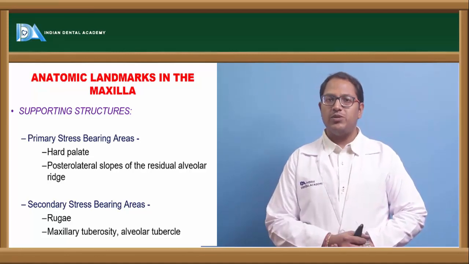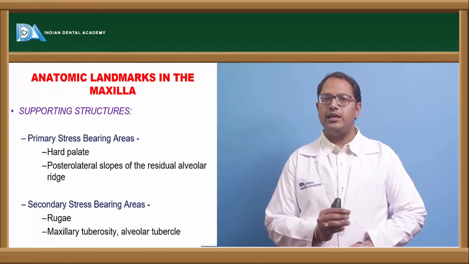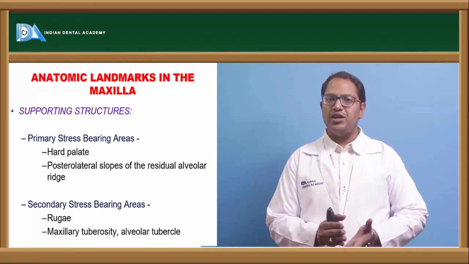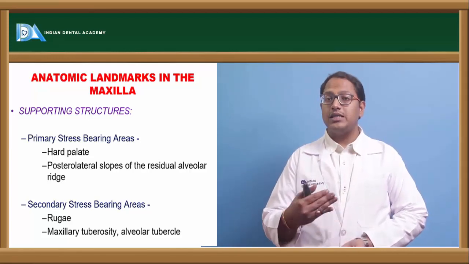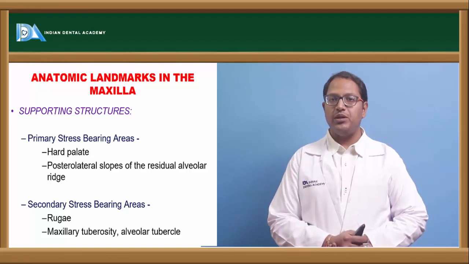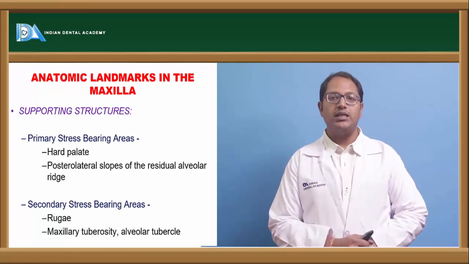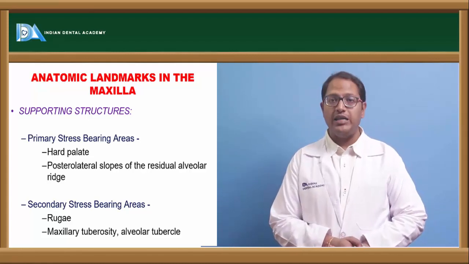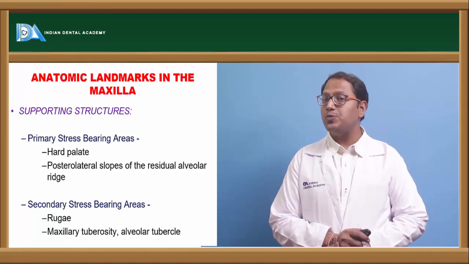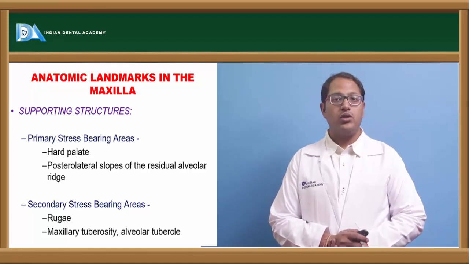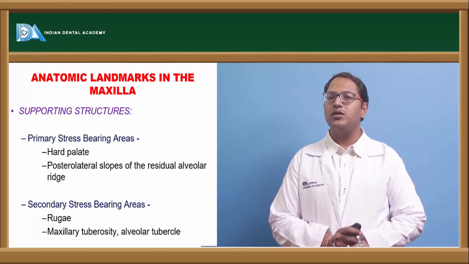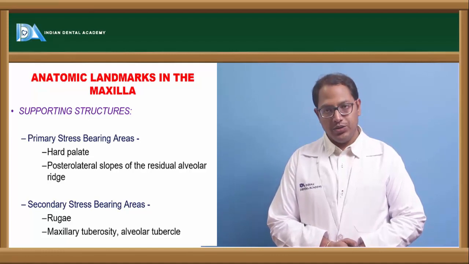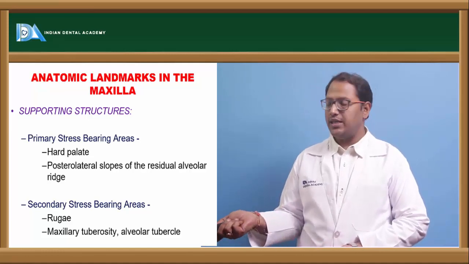Anything that deviates a little from this, not quite 90 degrees, not quite perpendicular, not quite cortical, a little more cancellous, a mixture of these properties, or where the submucosa covering that area is a little thick, will be considered under secondary stress bearing area. So let's see what is in the primary stress bearing area. We have the hard palate. We have the posterolateral slopes of the residual alveolar ridge, not the entire residual alveolar ridge, only the posterolateral slopes. Secondary stress bearing areas are the rugae and of course the maxillary tuberosity and alveolar tubercle.